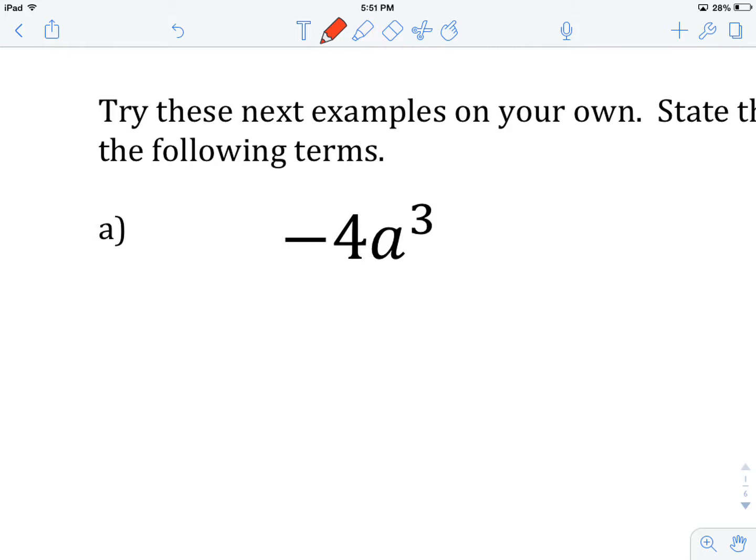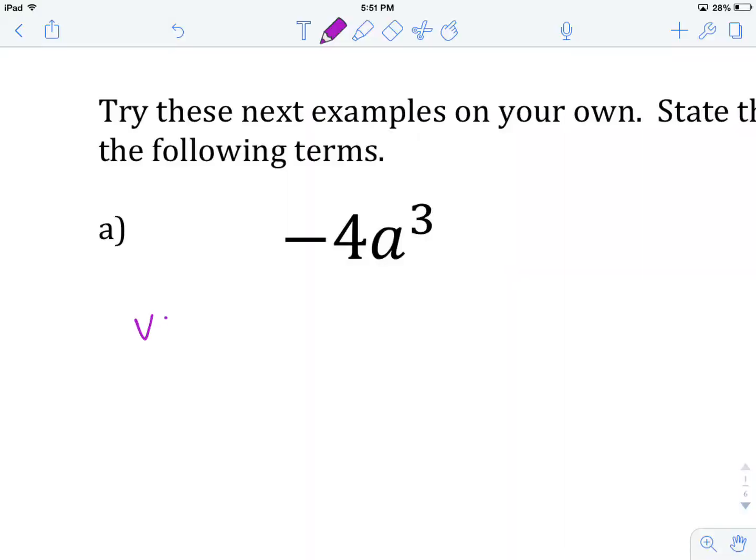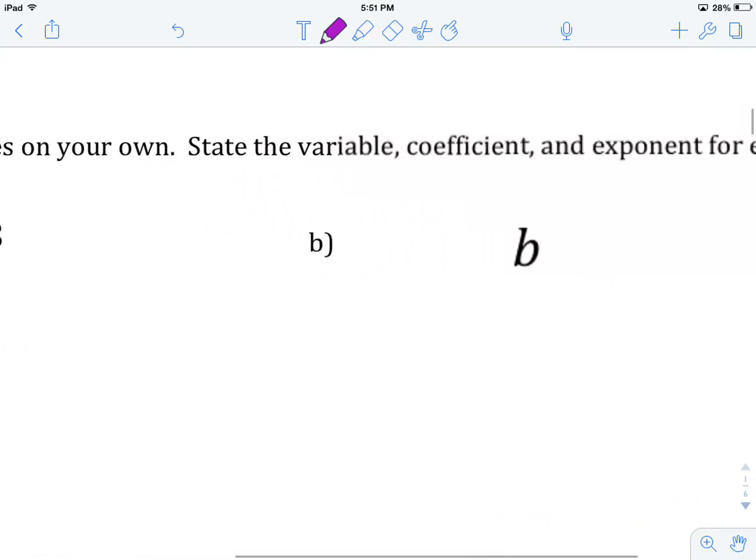Okay, let's have a look at this. Again, we're looking for variable, coefficient, and exponent. The variable, of course, is the letter, and in this term, a is our variable. Our coefficient is the number in front of the term, in this case, -4. And our exponent, the number that's raised up and behind the variable, is going to be 3. Hopefully you got the same answer. Let's move on to example B.